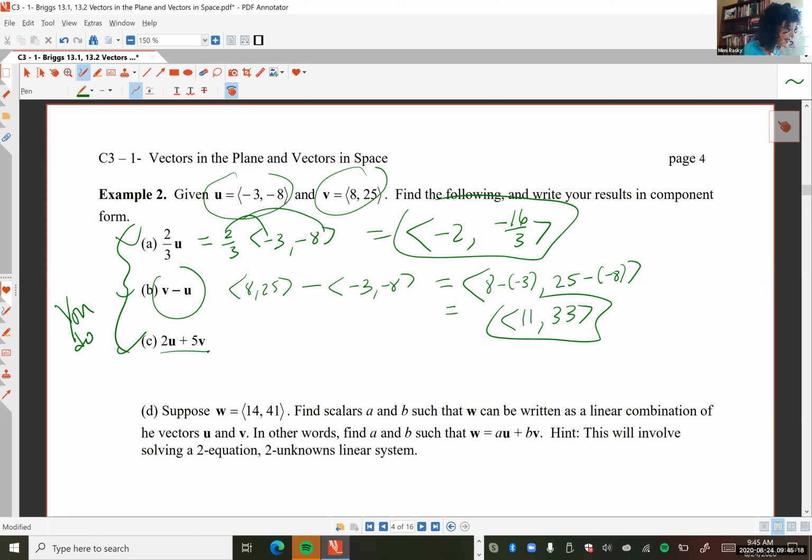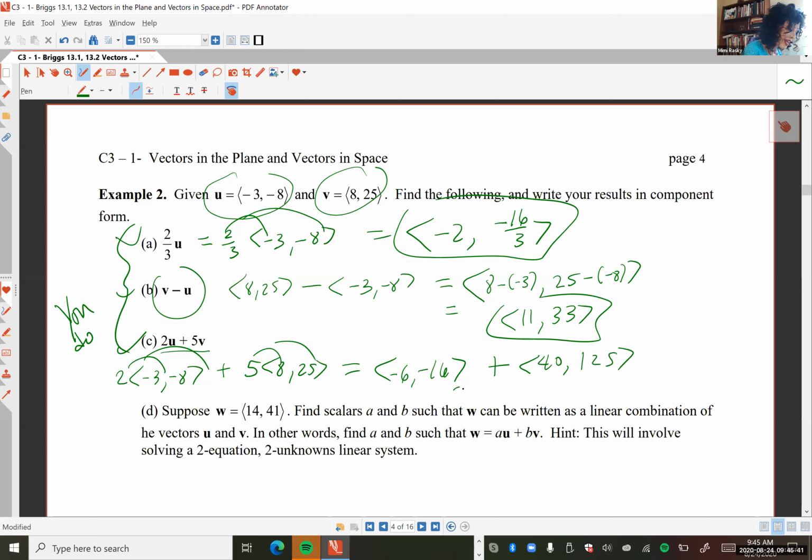And then finally, letter C involves both scalar multiplication and addition. And so you want to do the scalar multiplying first, of course, which involves the distributing, if you will, first. So you're going to really add the vector <-6, -16> to the vector <40, 125>, and then you're just going to add the components. So -6 plus 40, I believe, is 34, and then -16 added to 125 is 109.